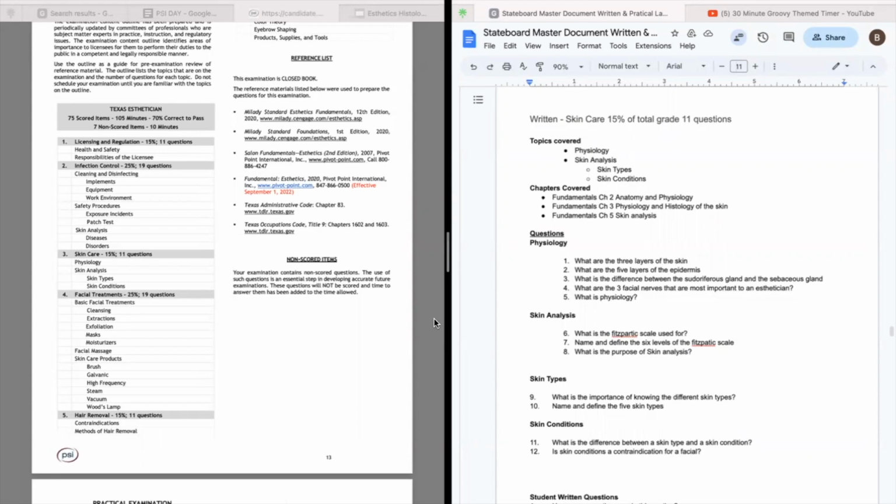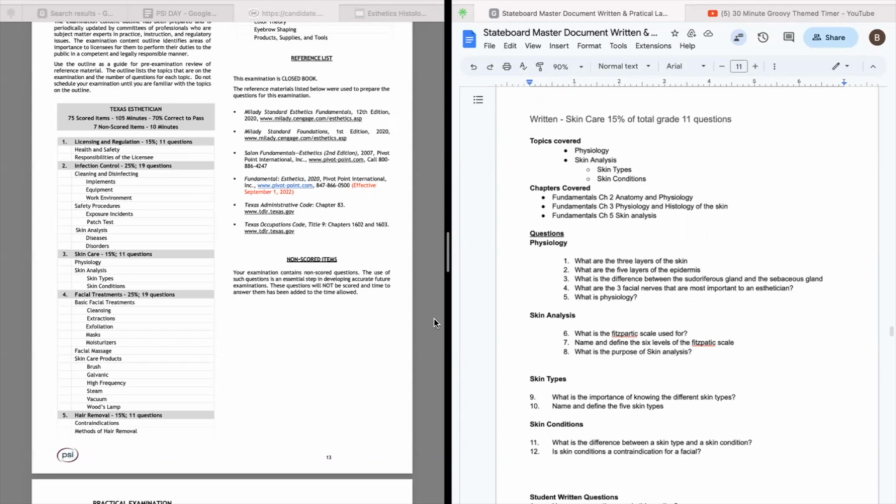So some of the same chapters apply for this one, which is chapter 5, skin analysis, but you're also going to want to focus on chapter 3, physiology and histology of the skin, and chapter 2, anatomy and physiology. You need just very little of the anatomy and physiology, mostly the physiology section, not the anatomy. So chapters 2, 3, and 5 from fundamentals.